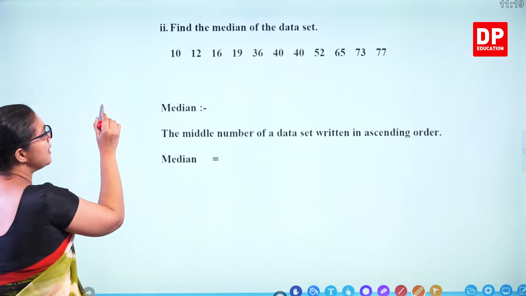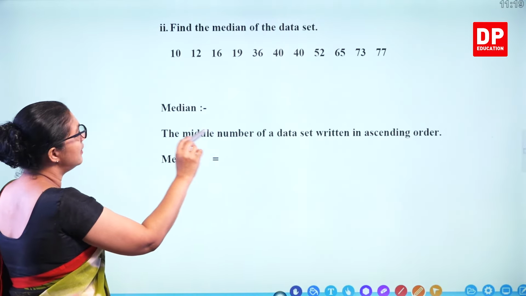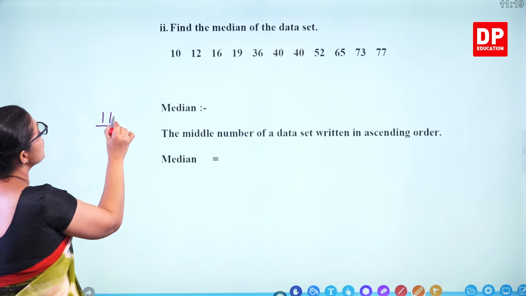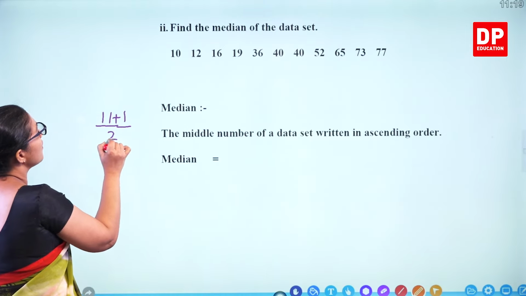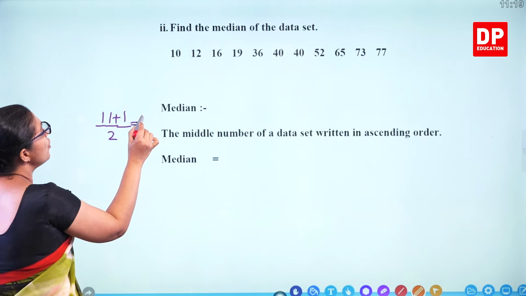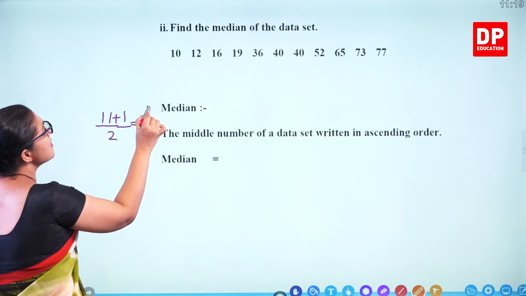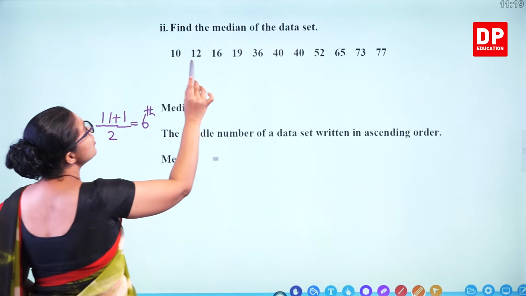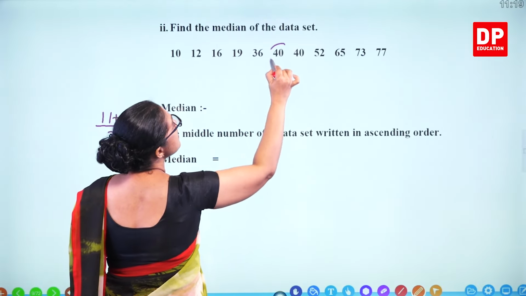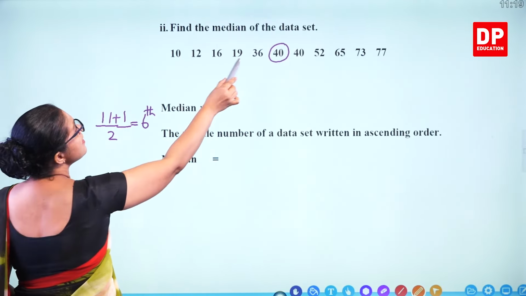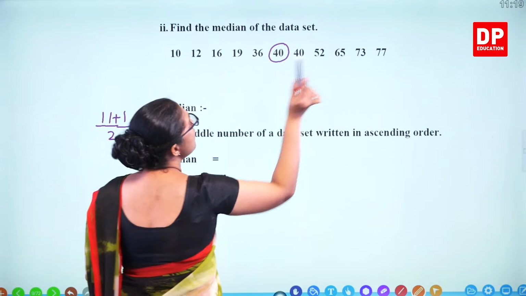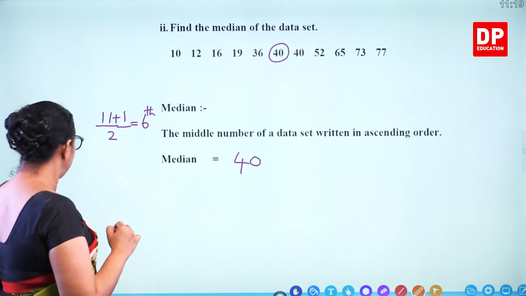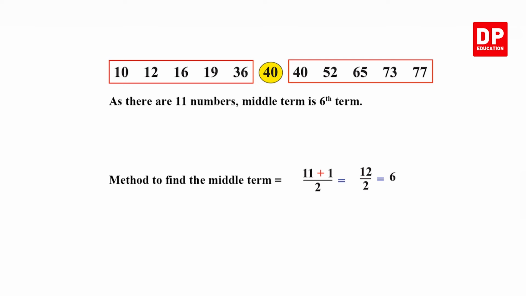How do you find that middle number? 11 plus 1 divided by 2. 12 divided by 2, you get 6. The sixth one is the median. So what's the median here? 1, 2, 3, 4, 5, 6. When you mark it, there are 5 on this side and 5 on this side. So 40 is the median. That's how you find out 40 is the median.